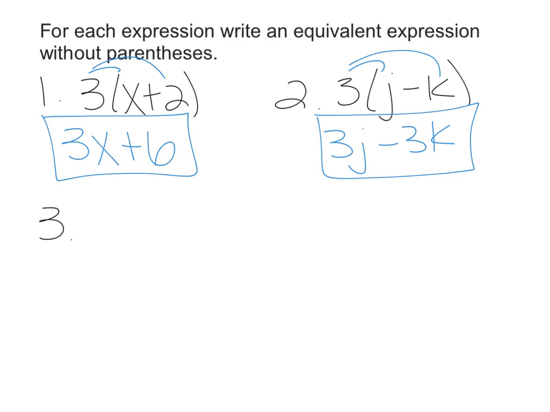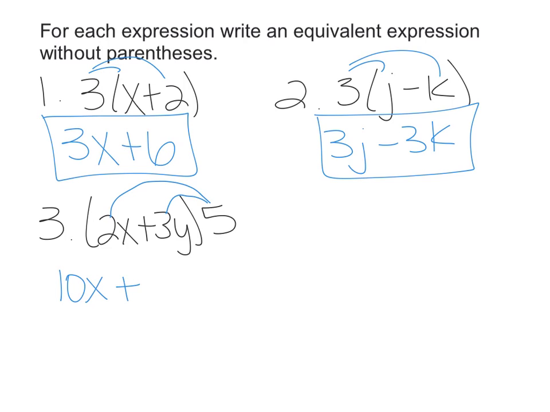Number 3, if I have 2x plus 3y, that's going to be in parentheses. This time I'm going to put the 5 at the end. Looks different, but guys, it does the exact same thing. You distribute the 5 to whatever's inside the parentheses. 5 times 2x gives me 10x. 5 times 3y gives me 15y. Okay, distributive property, just keep in mind we are multiplying.